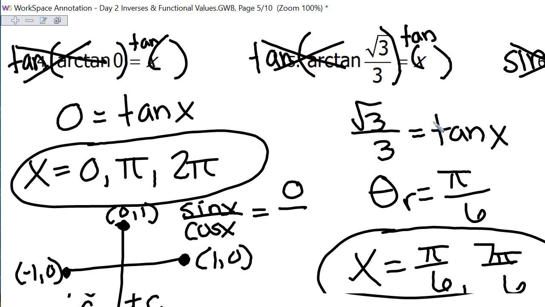What is our reference angle? What angle has a sine of 1/2? Pi over 6, which would be 30 degrees. We agree? So in which quadrant is sine negative? 3 and 4. So what would that angle be in quadrant 3? 7 pi over 6. And what would that angle be in quadrant 4? 11 pi over 6. So 7 pi over 6, 11 pi over 6.